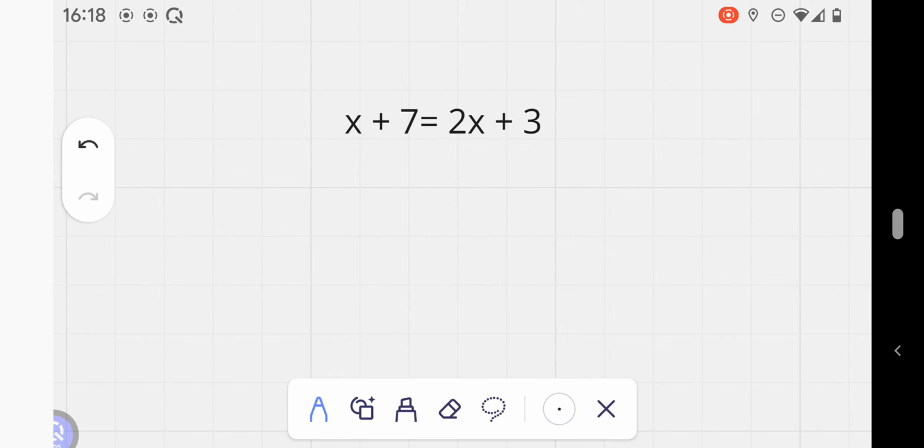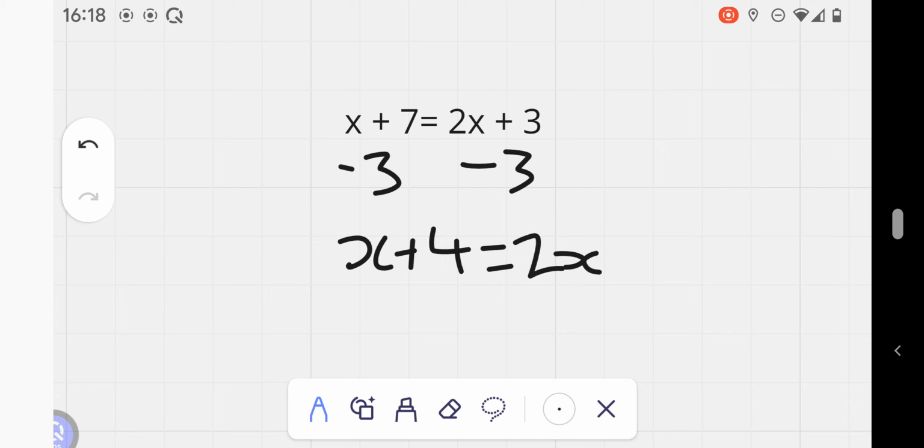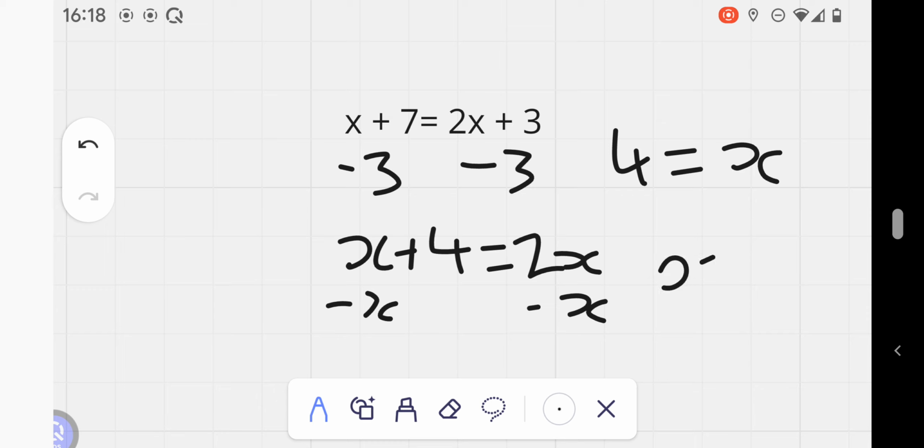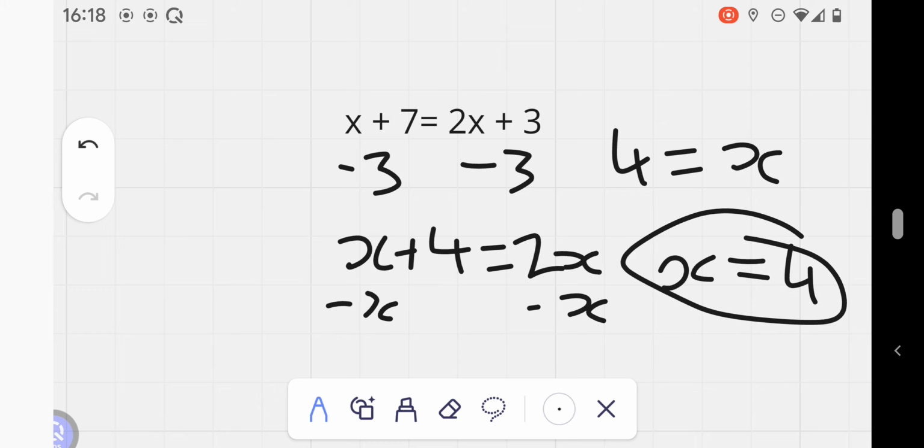Okay, this is the final one, and this is a lot more mean. Try this. Pause the video and figure out the answer. Got it? Okay, let's start by minus 3 on each side. If you want, you go minus x, but I just went with this for the time being. x plus 4 equals 2x. Now, let's minus x on each side. So now we get 4 equals x, or write it the other way around, x equals 4. Plug it in. 4 plus 7 is 11. 2x, which is 2 times 4, which is 8, plus 3 is 11.